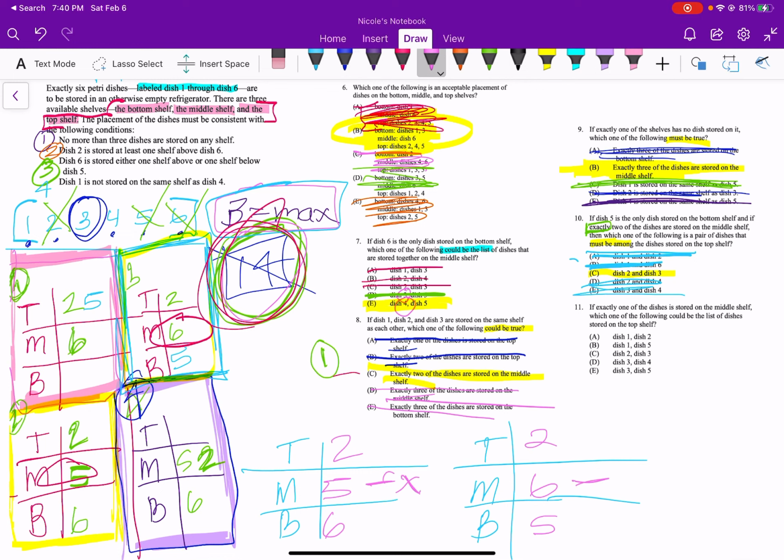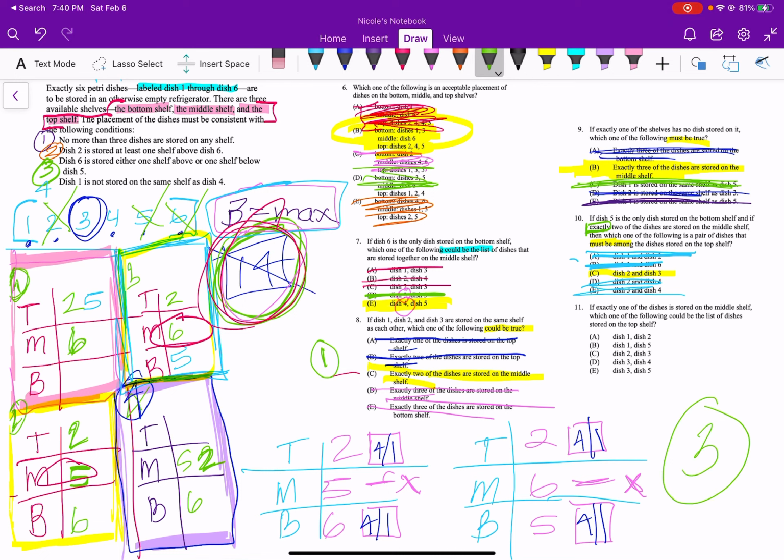So you should already be making a prediction here. What do we know about these two spots? Hopefully we already know that they have to be 4 or 1, because remember, they cannot go together. So it has to be 4 or 1 in each. And then what about our lucky number 3? It could go either spot in both of these.